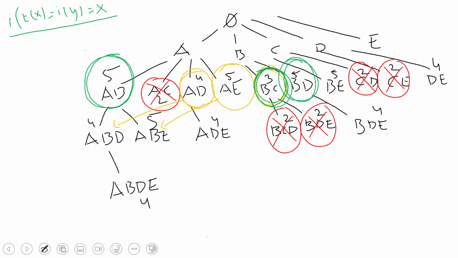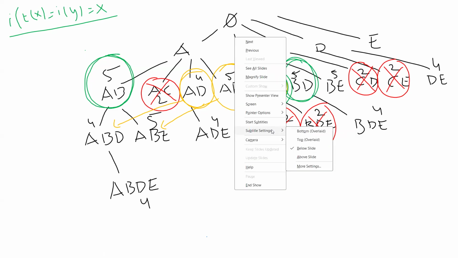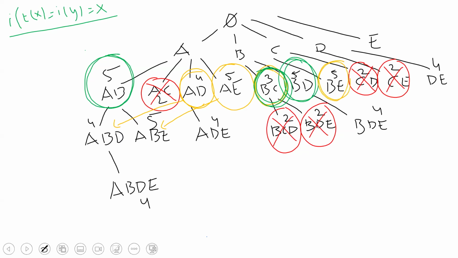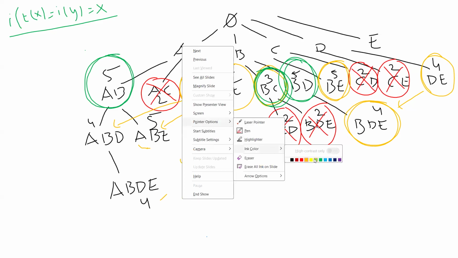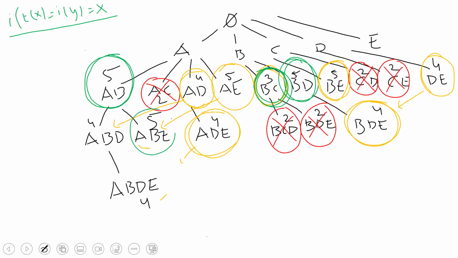What about BE, 5? It has a superset with the same frequency, so we need to ignore that. BE is not a closed item set. What about DE? DE is not a closed item set because it has a superset with the same frequency. What about BDE? BDE is also not a closed item set because it has a superset with the same frequency. ADE cannot be a closed item set because it has a superset with the same frequency. ABE is 5, ABD is 4. So ABE is a closed item set. It doesn't have a superset with the same frequency. Right? So ABE will be a closed item set.